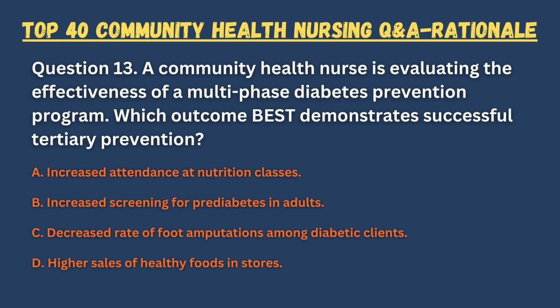Question 13. A community health nurse is evaluating the effectiveness of a multi-phase diabetes prevention program. Which outcome best demonstrates successful tertiary prevention? A. Increased attendance at nutrition classes. B. Increased screening for prediabetes in adults. C. Decreased rate of foot amputations among diabetic clients. D. Higher sales of healthy foods in stores.